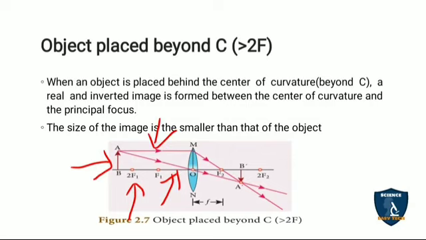From the figure, AB is the object placed. After the refraction, the image is formed at A dash B dash. It is a real image, but inverted. We can see the inverted image. So that is the image when the object is placed beyond C.